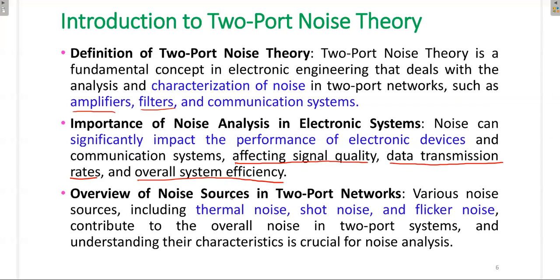Then overview of noise sources in two-port networks. We know that there are various noise sources. They are thermal noise, shot noise, and flicker noise. Already we have seen the introduction about these noises. Thermal noise is directly proportional to the temperature, and devices such as transistors will generate shot noise. And when we operate the devices at very low frequency, there may be the effect of flicker noise. So these are all the noise sources in a two-port network.